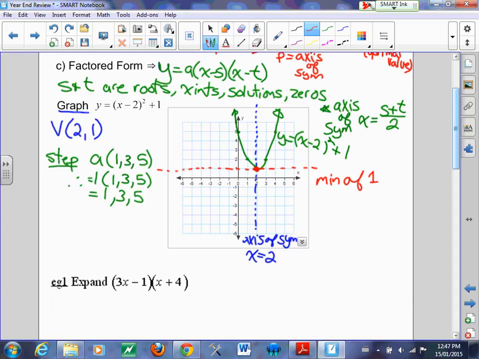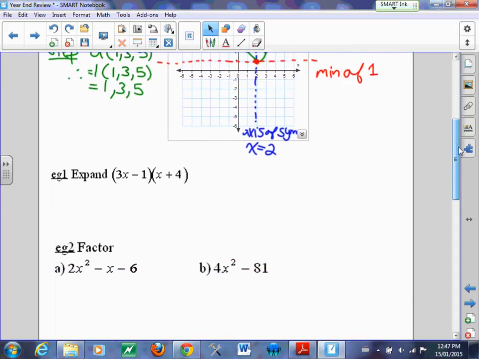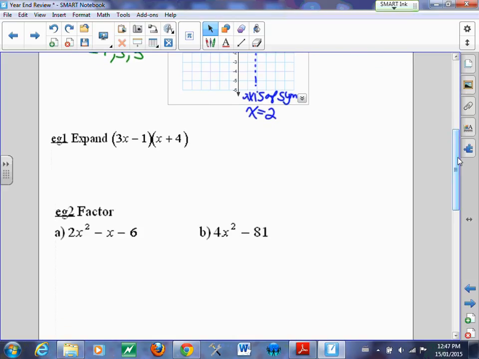Awesome. Okay. More to come about the parabola in a little bit. Now we're going to back up and do a bunch of the algebra stuff.